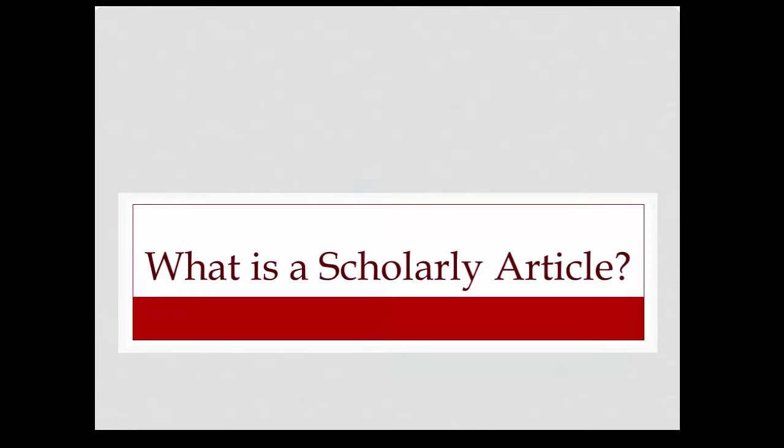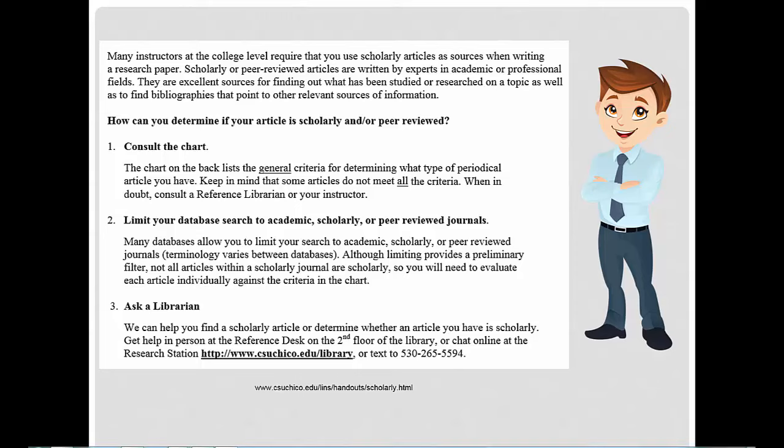This video is the second of two on the topic of scholarship. The first video considered the question, what is scholarship? While this video builds upon that question to help you assess an article's level of scholarship once you have found it. It does so by covering the What is a Scholarly Article handout created by California State University, Chico. This handout presents three strategies in particular for determining whether an article you have found is scholarly or not.